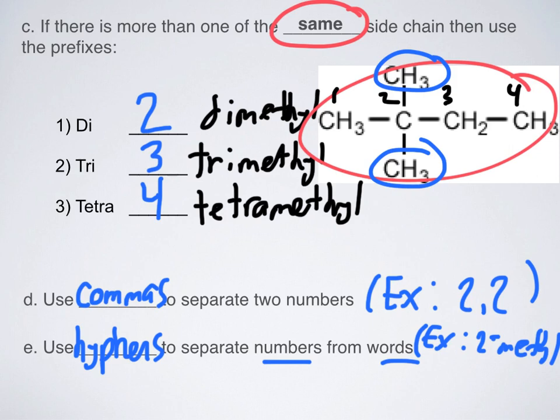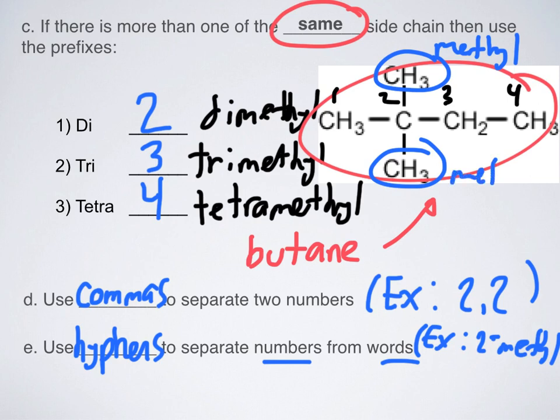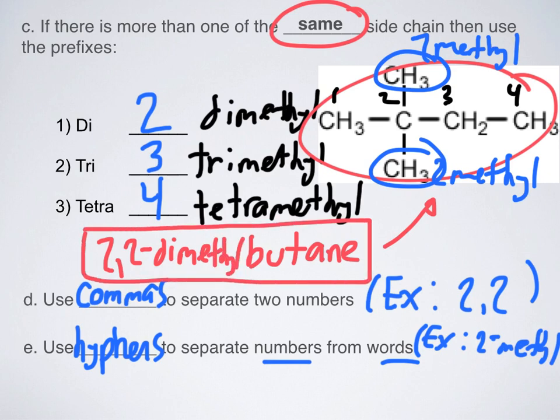Okay, so how would I name this? Well, I need to name my longest continuous carbon chain. So what's 4 carbons in a row called? That's called butane. So right now I have butane. Now I have 2 methyl groups. This is a methyl group, and this is a methyl group, and this is at carbon 2, and this is at carbon 2. So how do I write that down? Well, using these last 3 rules, it would be 2,2-dimethylbutane. That would be the correct name for this compound.